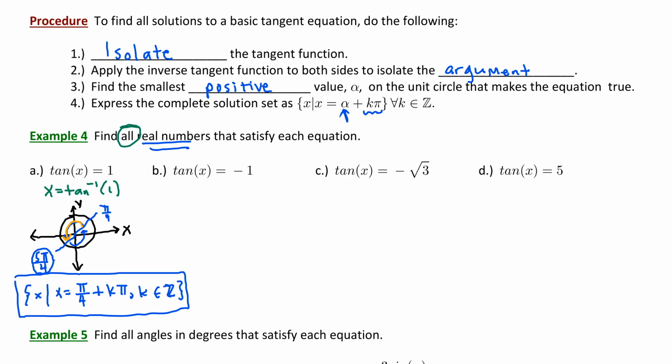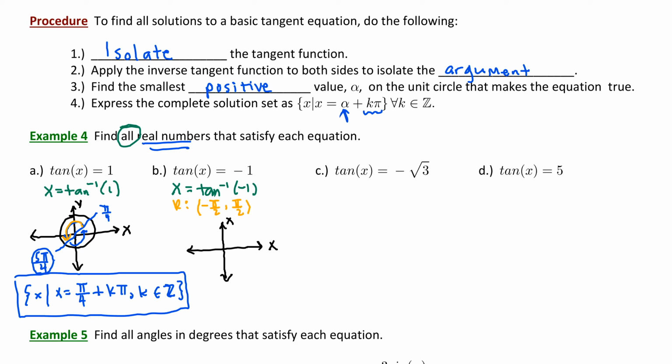Okay, let's try example B. This time we're looking at tangent of x equals -1. So the solution to this equation, x, will be obtained from evaluating inverse tangent of -1. Now let's go ahead and acknowledge the range of inverse tangent. Recall it goes from negative pi over 2 to pi over 2, not including the endpoint. So if we use our calculator to evaluate inverse tangent of -1, we're going to obtain something between negative pi over 2 and pi over 2.